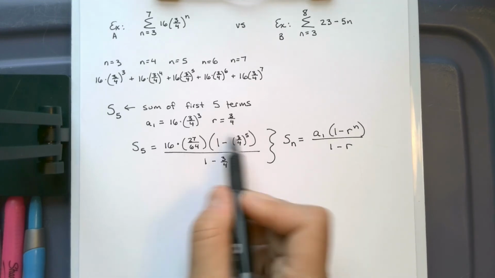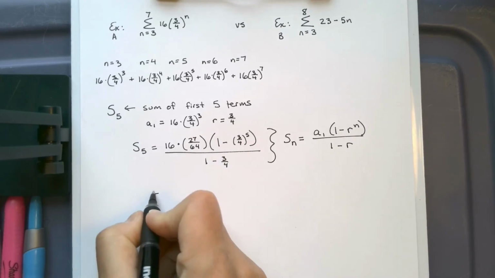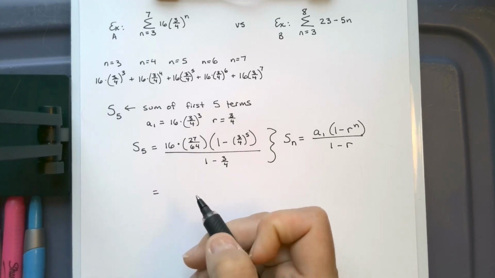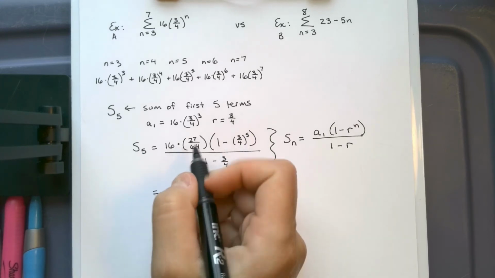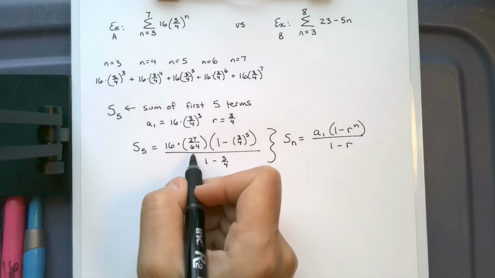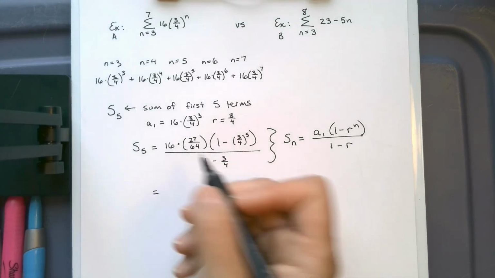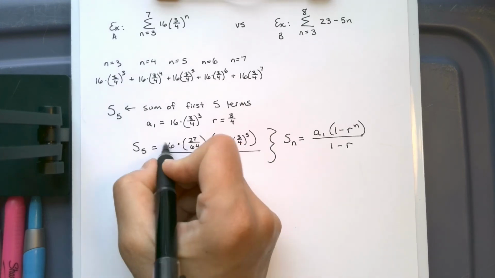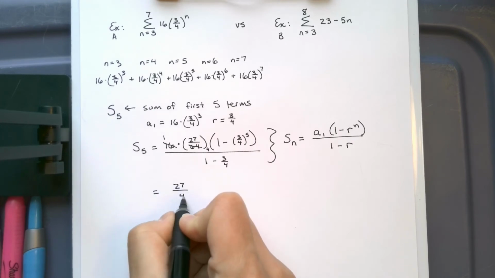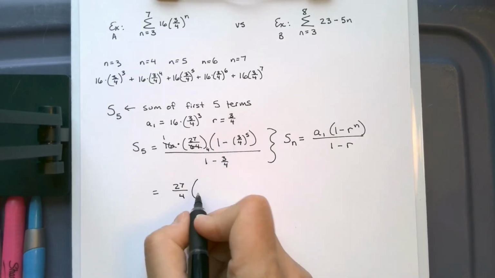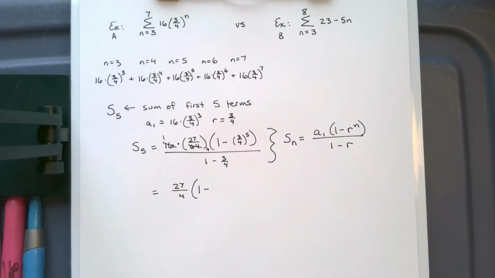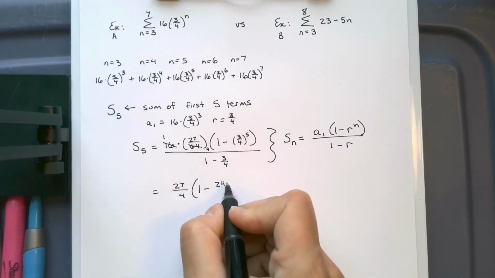So here it's algebra time. I'm going to go ahead and reduce this because 16 and 64 can both be reduced by 4. If you divide 16 by 4 and divide 64 by 4, you get 4 over 16, which means that you can reduce it one more time, 1 and 4. So we're going to have 27 over 4. And then over here, we're going to have 1 minus 3 to the 5th. All right, 3, 9, 27, 81, 243.